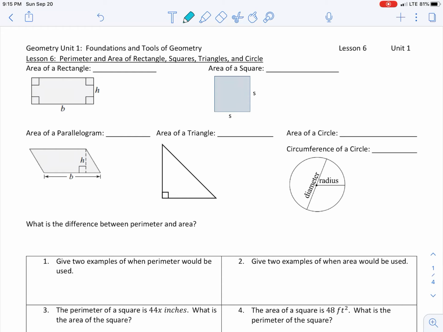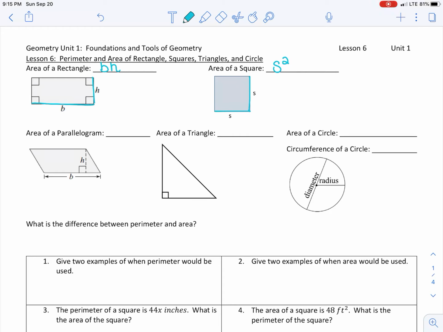Okay, so it says the area of a rectangle here is base times height. So we're just taking this base and multiplying it by the height of a rectangle. The area of a square, since our sides are labeled S, is really like taking side squared. So we're taking side times side, which is kind of like base times height, really. We're just taking this side and multiplying it by this side because in a square, all sides are congruent.